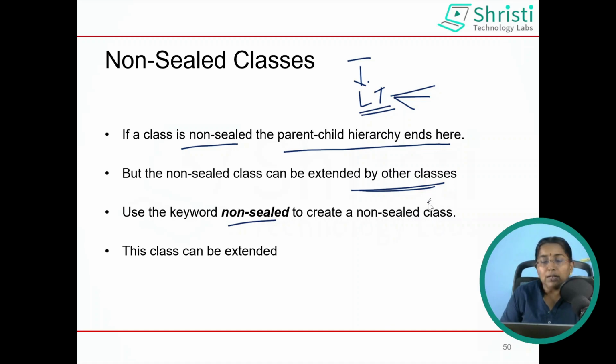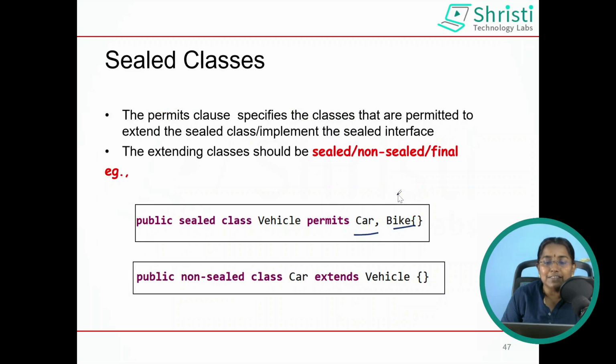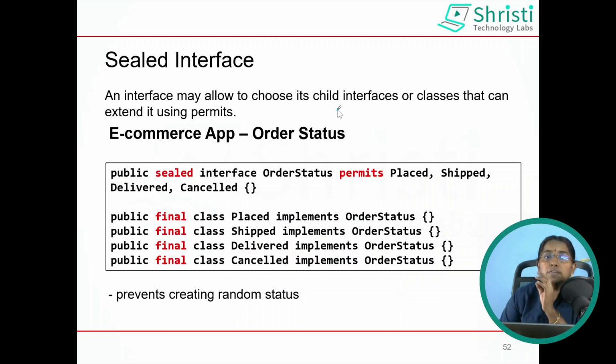Similar to sealed classes, we can also have sealed interfaces. Similar to a sealed class, a sealed interface can choose its own implementation class or its own sub-interfaces. Let us see an example. This is for an e-commerce application order status. So order status is an interface. Now it is sealed. This means it has to choose its own implementation class and the sub-interfaces. Here I have got placed, shipped, delivered and cancelled. All these are implementation classes which implement order status.